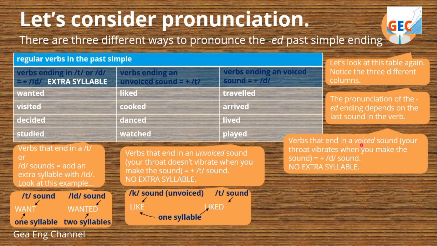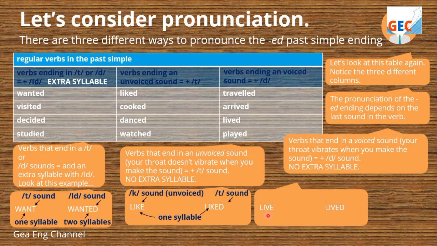And now verbs that end in a voiced sound, your throat vibrates when you make the sound, no extra syllable. For example, live, lived, lived. So here the sound is voiced and becomes a D sound, lived, lived.